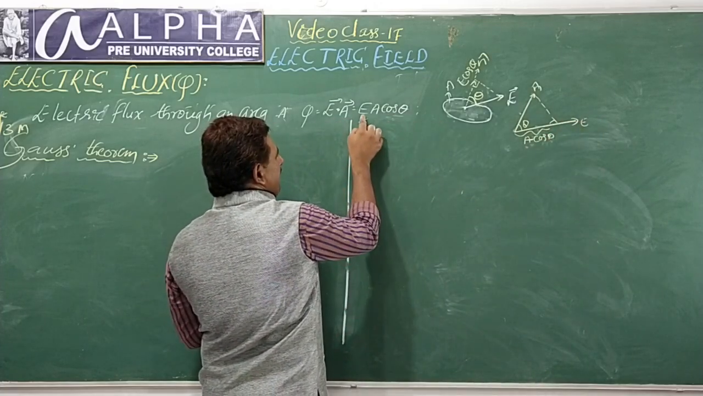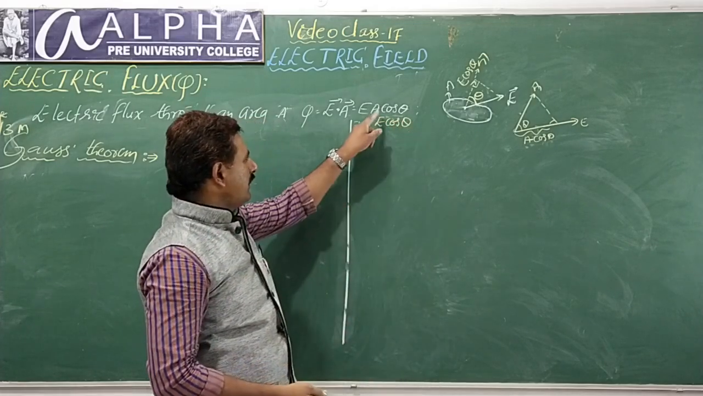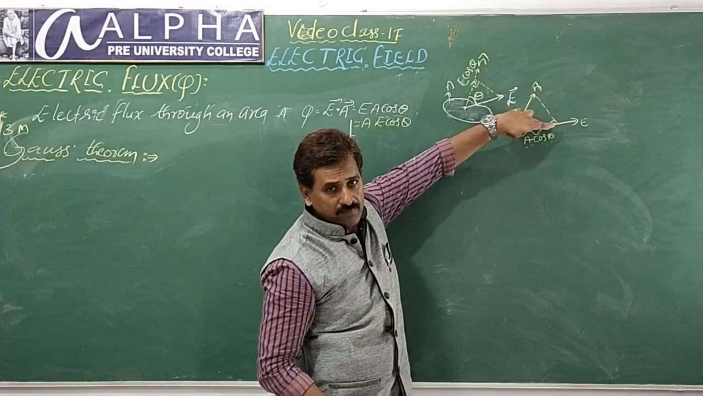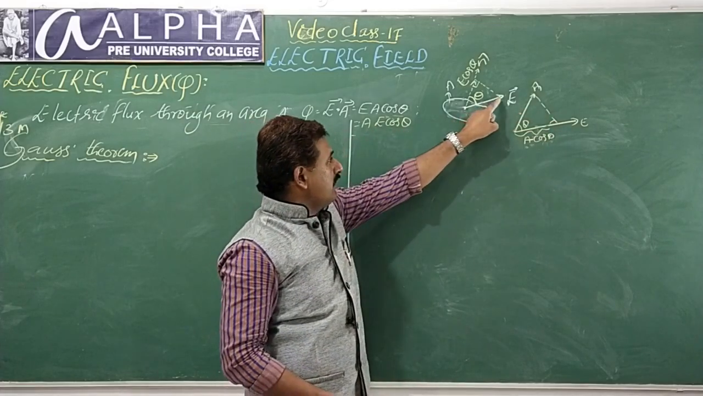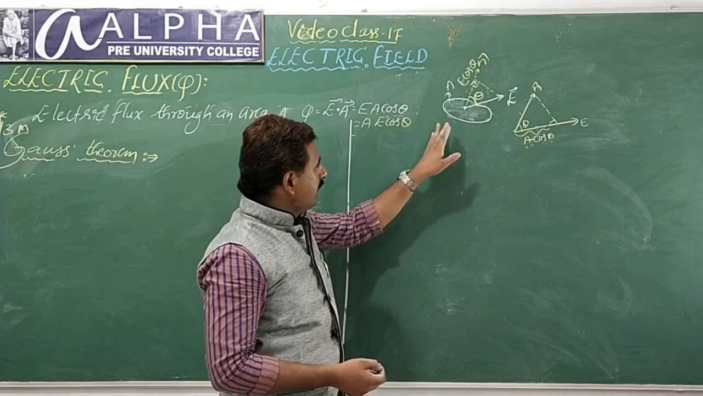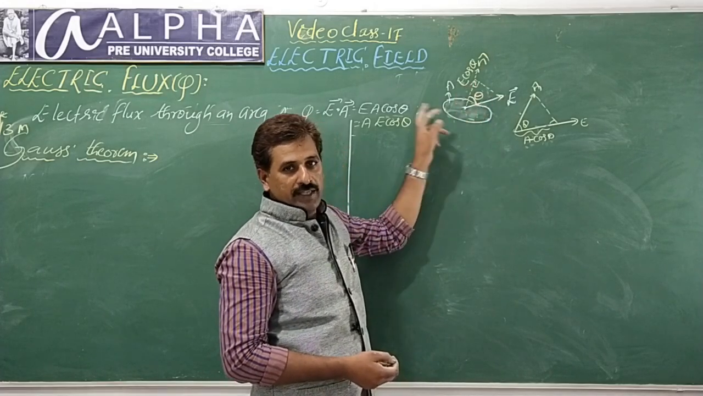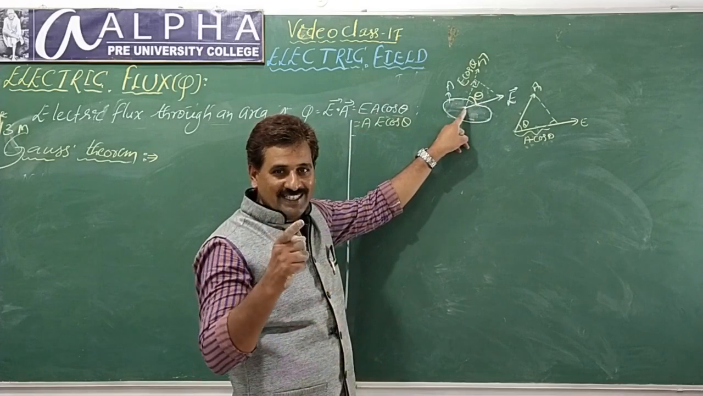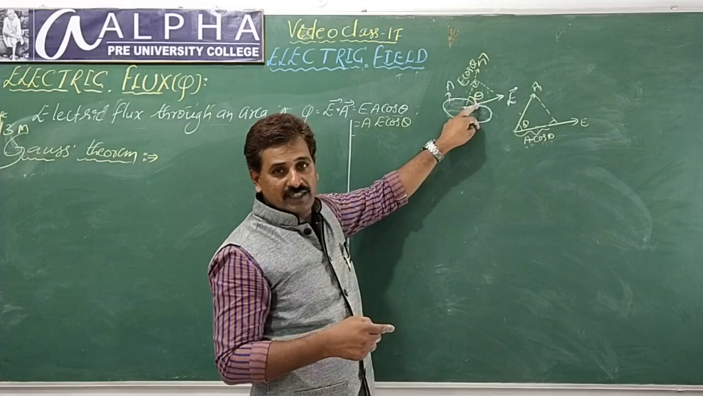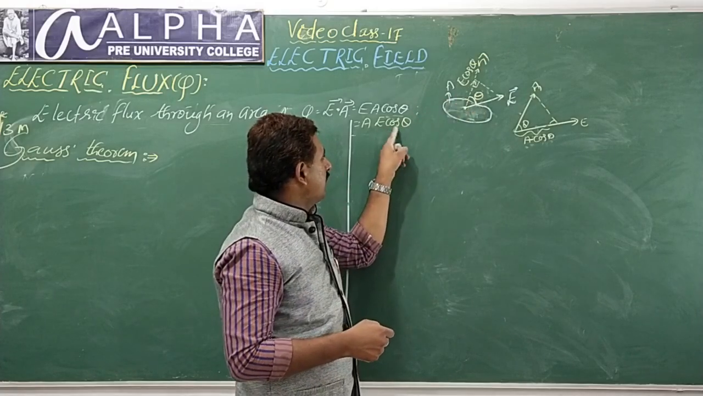Because you can write EA cos theta or A into E cos theta. Both are true here. A cos theta is the projection of area in the direction of electric field, or E cos theta is the projection of E in the direction of area. Either way, you can explain. This is how you have to think. This is the flux: electric field along the normal into area. Field value at one point is E into area, which gives flux. But if the area makes an angle theta with the electric field, you have to find the value of field in the direction of area. That is normal. E cos theta into area.